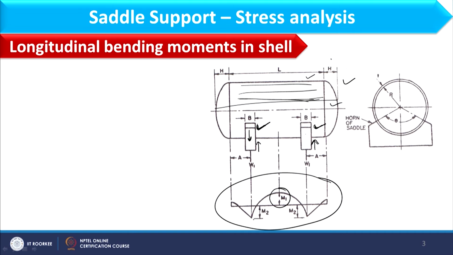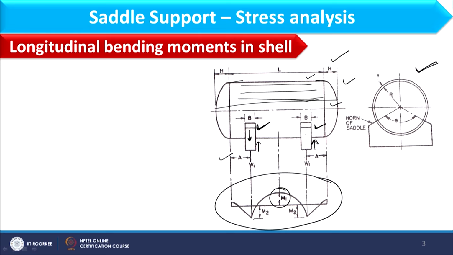Now, further, if we consider this assembly, what is this A? A is basically the distance from the middle of the saddle to the end of the shell, from this side as well as from this side. And then this capital H is basically the height of the domed section, and L is the tangent to tangent length. Tangent to tangent length we have already discussed in previous lectures, because this head is basically making tangent to the shell, and therefore it is called tangent to tangent length.